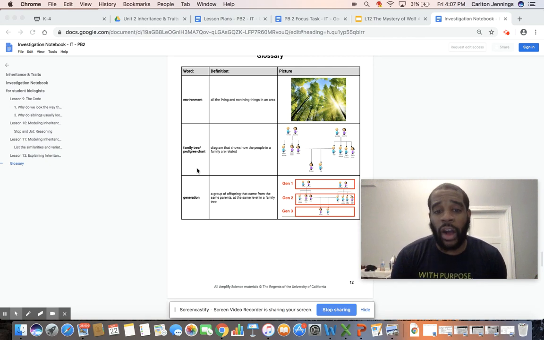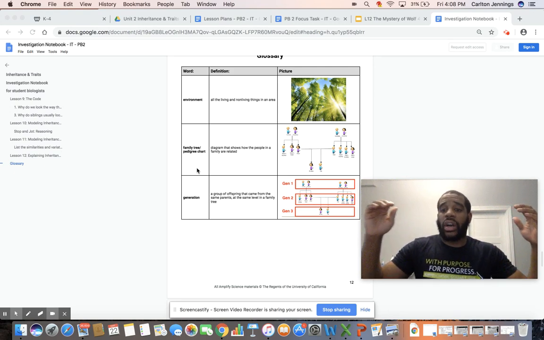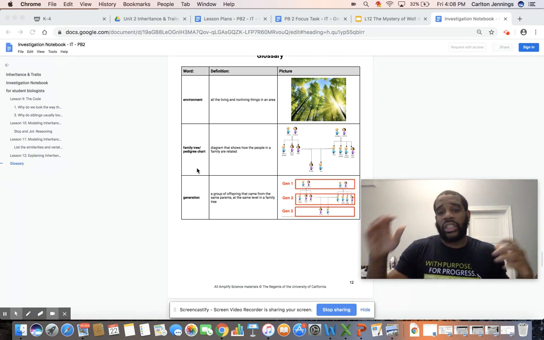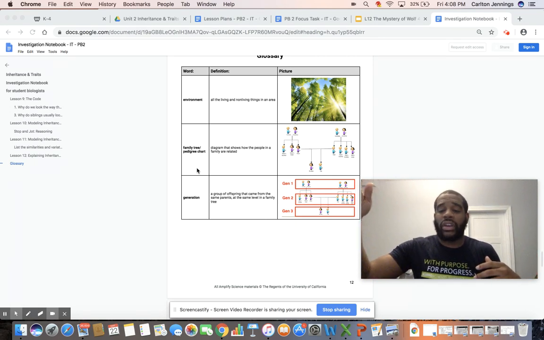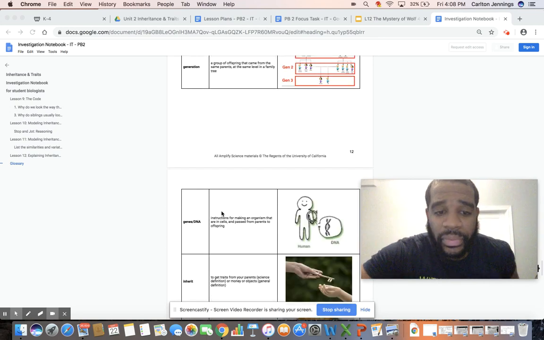Generation. It is a group of offspring that came from the same parent at the same level in the family. So when you look at different generations, you could think of your brothers and sisters as one generation, and your aunts and uncles and mom and dad are all in one generation. Your grandmother, your grandfather, and your great uncles and great aunts, they're all another generation.